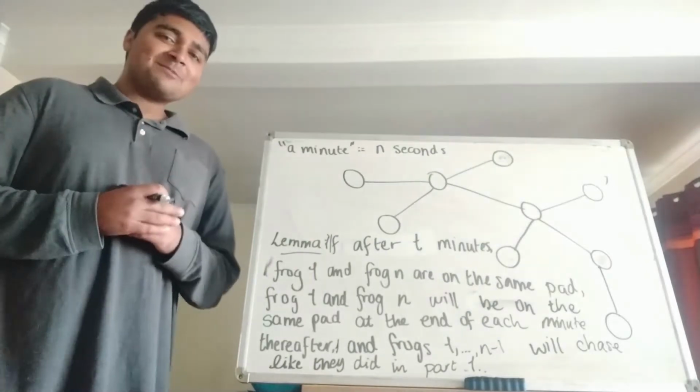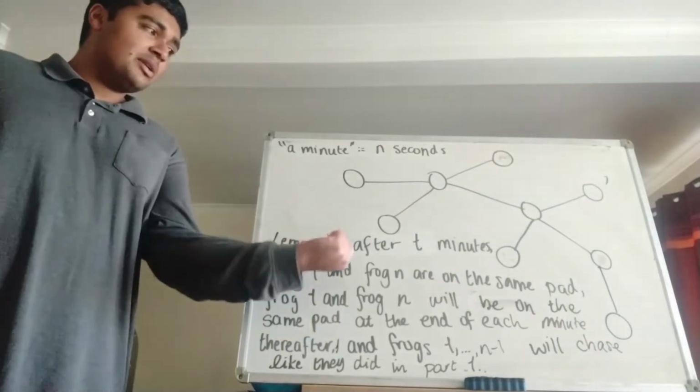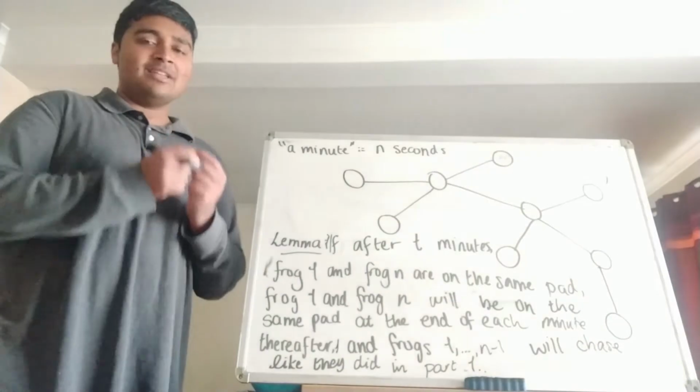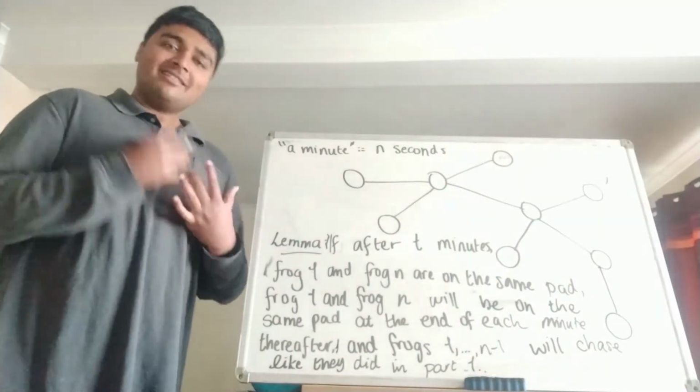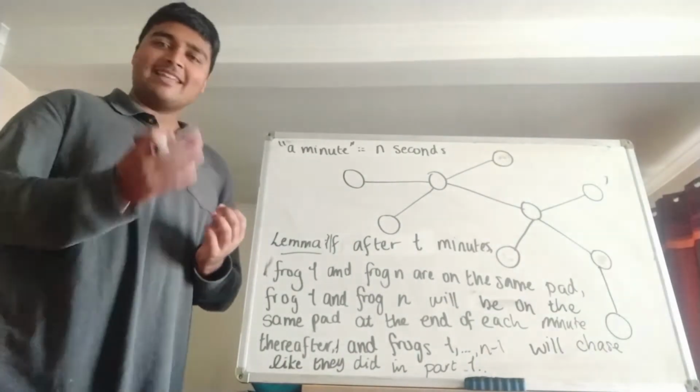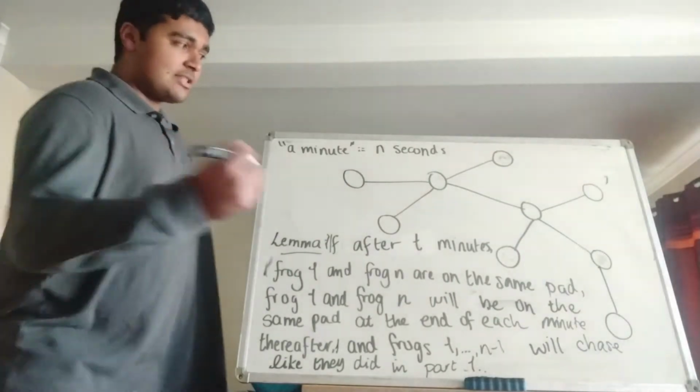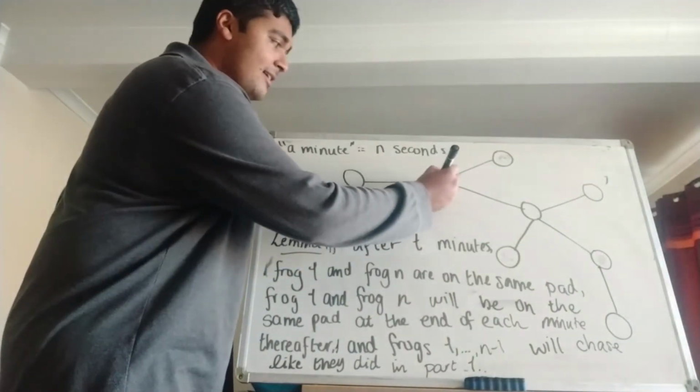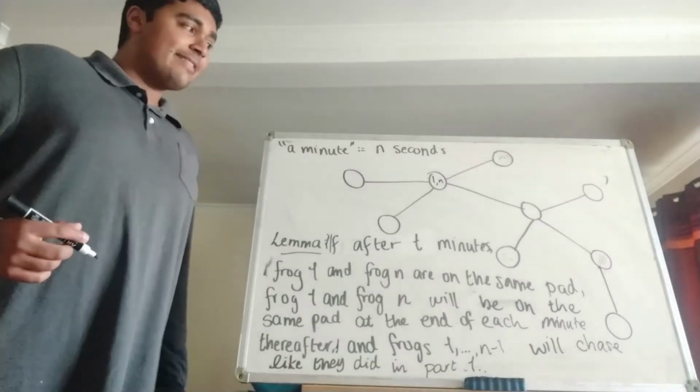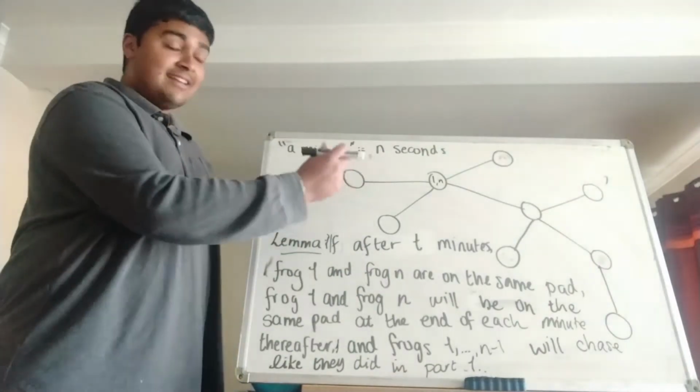Okay, so proving the first part of the lemma is actually not too difficult. You want to prove that if frog 1 and frog n are on the same lily pad at the end of the tth minute, then they're going to be on the same lily pad at the end of all subsequent minutes. So let's just suppose they're on the same lily pad, say this one here. So 1 and n are on that lily pad. Then this is the end of the tth minute.